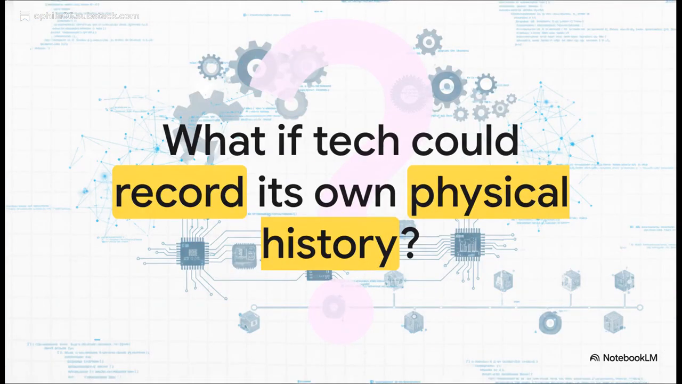So this leaves us with a pretty mind-bending thought. What does it all mean? What happens when our technology can not only understand its own physical flaws, but can also build a permanent, unchangeable, verifiable record of its own physical life? Just imagine what we could build with machines that can truly remember. The possibilities are, well, they're profound.